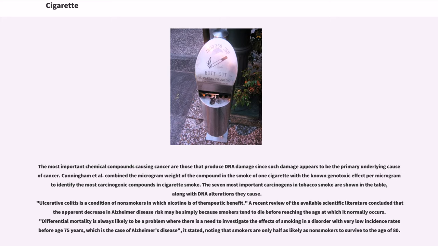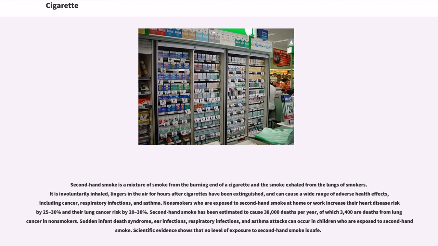Differential mortality is always likely to be a problem where there is a need to investigate the effects of smoking in a disorder with very low incidence rates before age 75 years, which is the case of Alzheimer's disease, it stated, noting that smokers are only half as likely as non-smokers to survive to the age of 80. Secondhand smoke is a mixture of smoke from the burning end of a cigarette and the smoke exhaled from the lungs of smokers. It is involuntarily inhaled, lingers in the air for hours after cigarettes have been extinguished, and can cause a wide range of adverse health effects, including cancer, respiratory infections, and asthma.